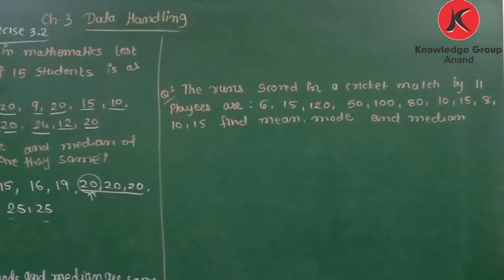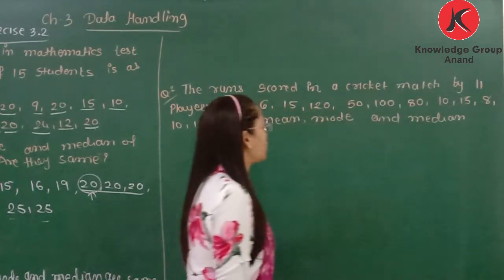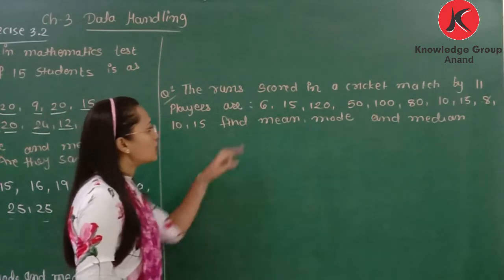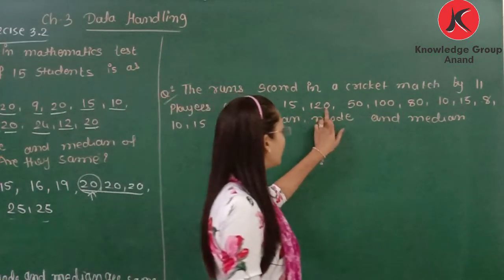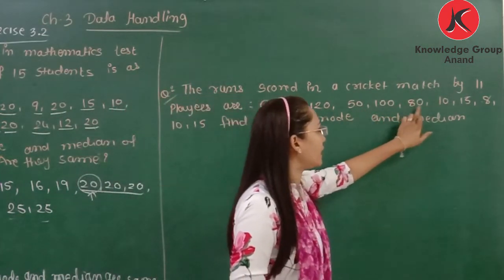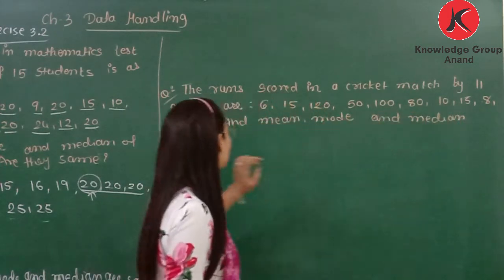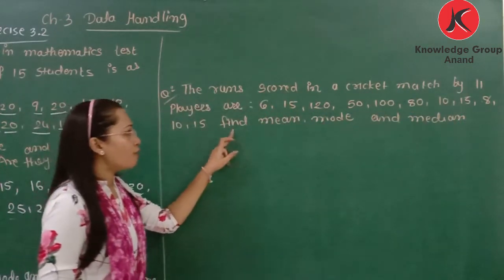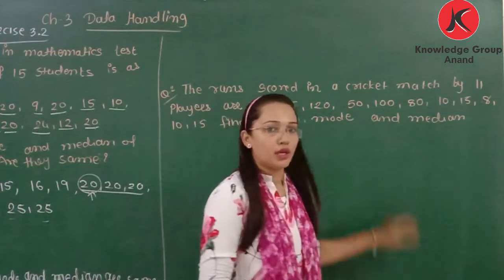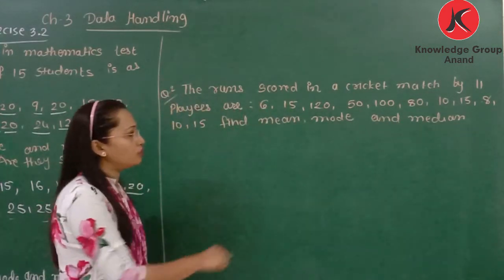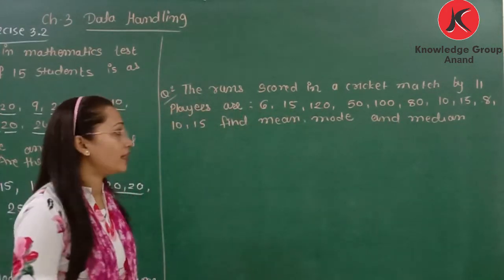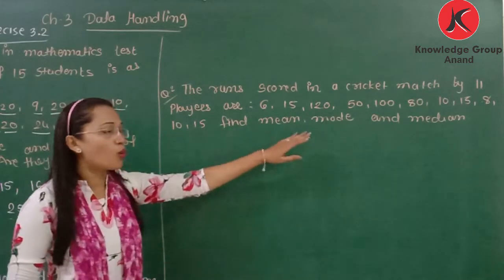Now let's solve question number 2. That is, the runs scored in a cricket match by 11 players are 6, 50, 120, 50, 100, 80, 10, 15, 8, 10 and 50. Find mean, mode and median. Here you need to find all 3 methods of finding the central tendency: mean, mode and median.